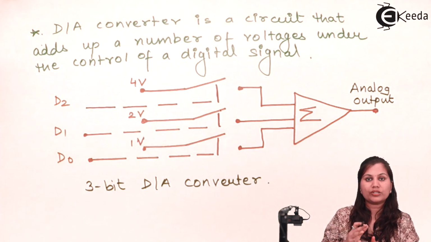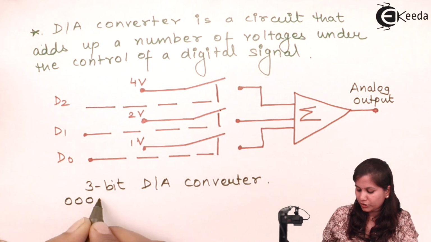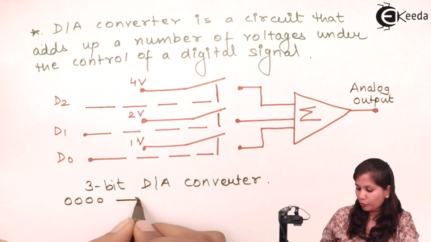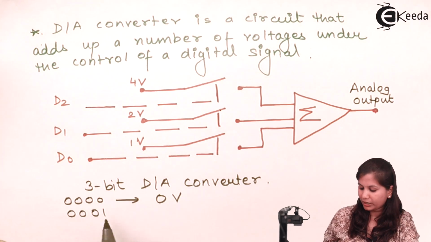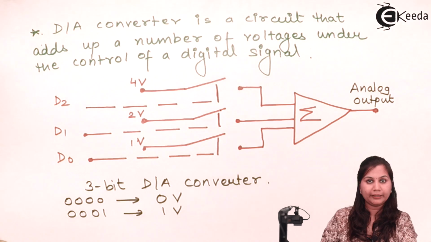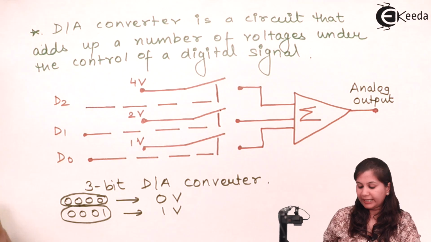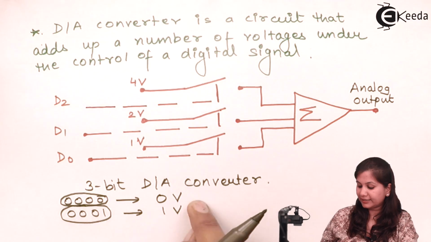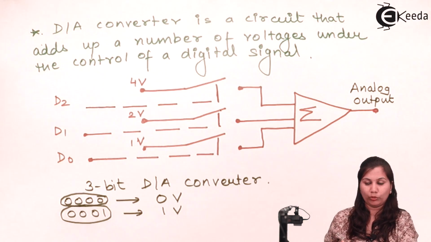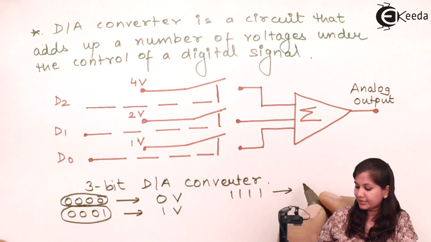Just like this, if we use the zeros and ones arrangement, suppose we have 0, 0, 0, 0, then the output generated will be 0 volts. If we have 0, 0, 0, 1, then 1 volt of output will be generated. So this is the case of a 4-bit D2A converter. We are getting the binary input and we are getting an analog output. We will get a signal of amplitude 1 volt. According to that, if we have 1, 1, 1, 1, then we will get 15 volts of output signal.